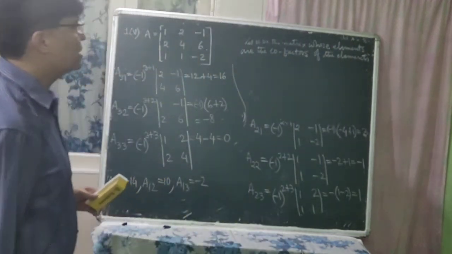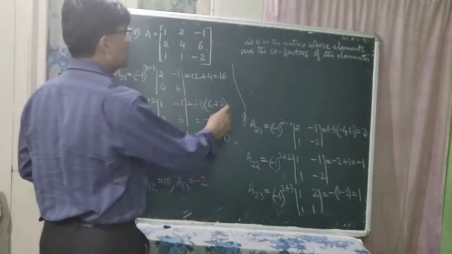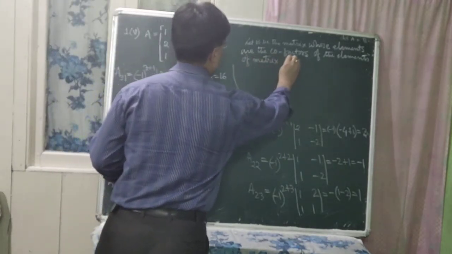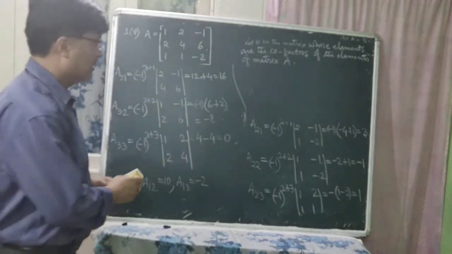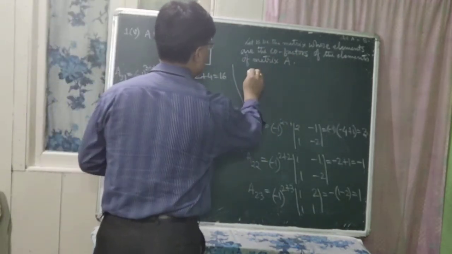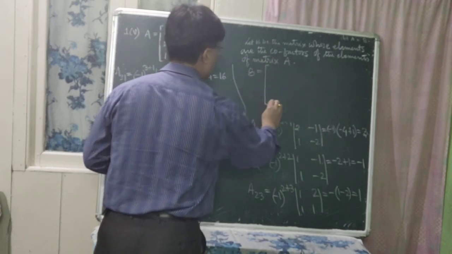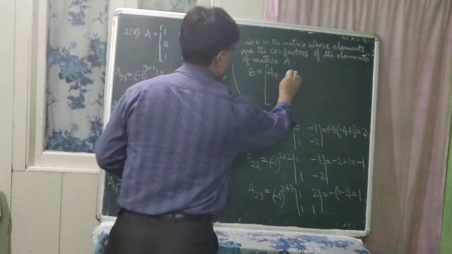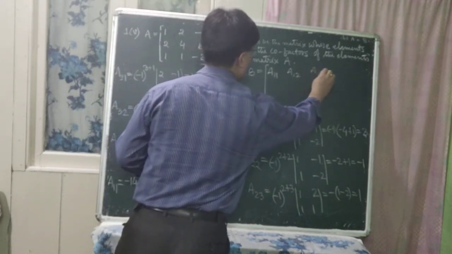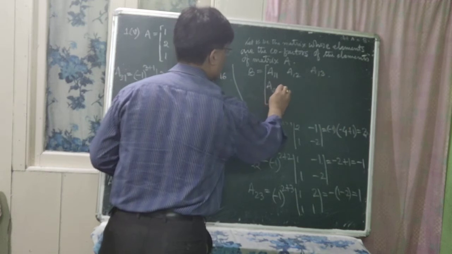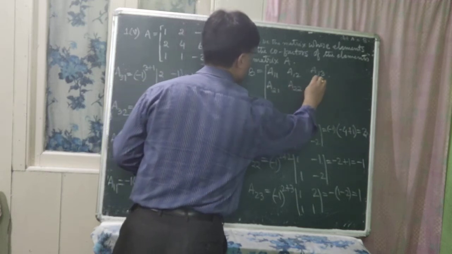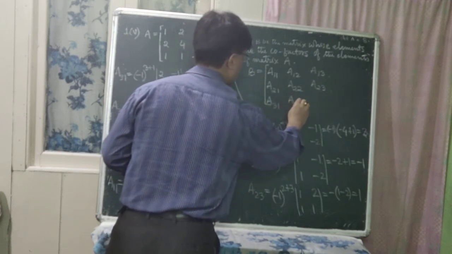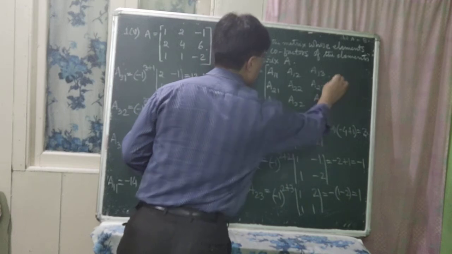Let B be the matrix whose elements are the cofactors of the elements of matrix A. Next, let us write the B matrix. What is the B matrix here? You have to write it serially: A11, A12, A13. Then A21, A22, A23. Then comes A31, A32 and A33.